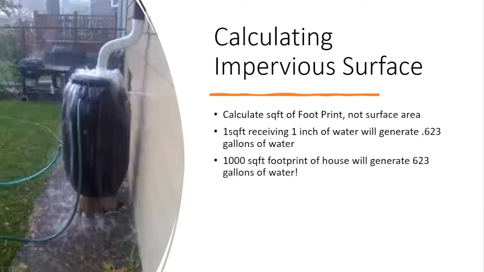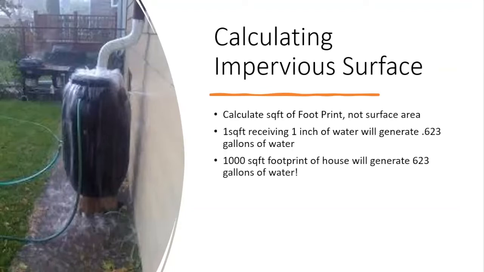So another important rule to know is that 1 square foot receiving 1 inch of water will generate 0.623 gallons of water. So if we think about a house that's looking to capture rainwater, we've got about a 1,000 square foot footprint. In one rain event that has 1 inch of water, we will generate 623 gallons of water. So as you can see, that is a lot of water. That's a lot more than the general 55 gallon rain barrel can contain.